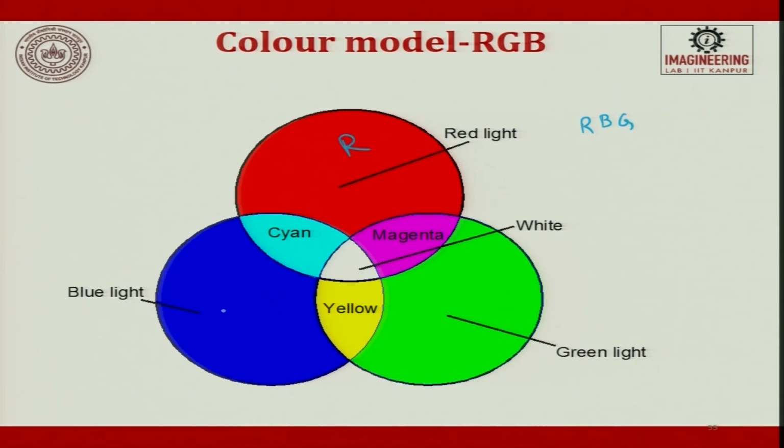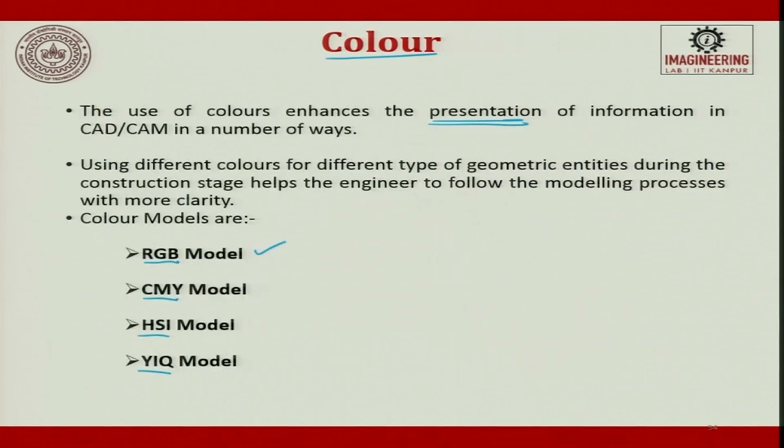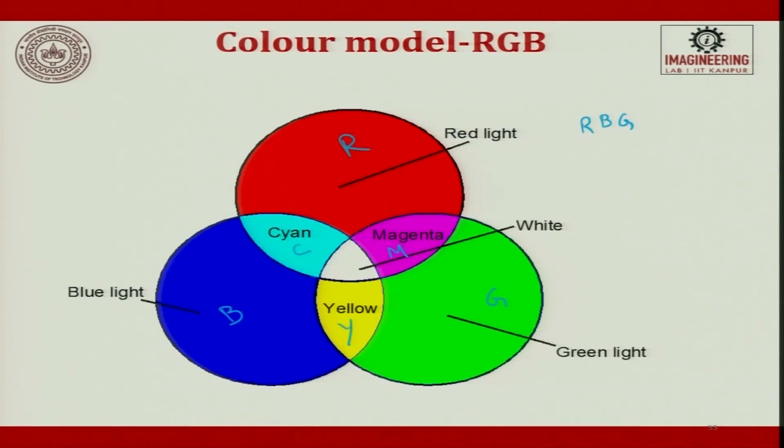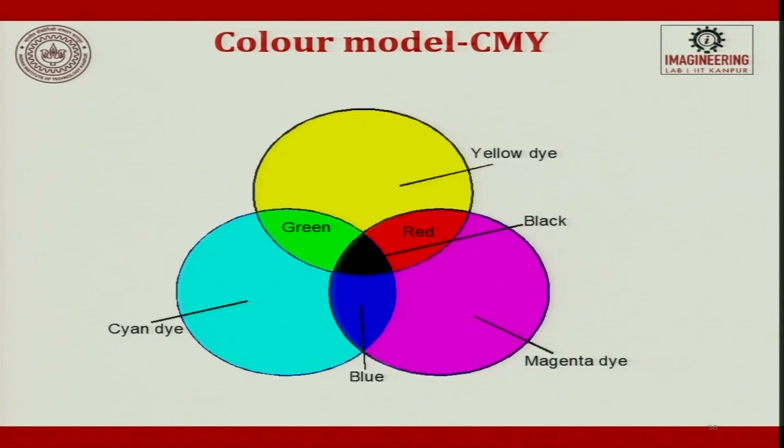So, this is R, this is B and G. When we try to have a merging of A union B, you get C, Y and M model. Look at it, C, Y, M model. When a combination of all these things happens, you get a white light. So, you can follow either this model for coloring or CMY model for coloring. Each has its own advantages and disadvantages.